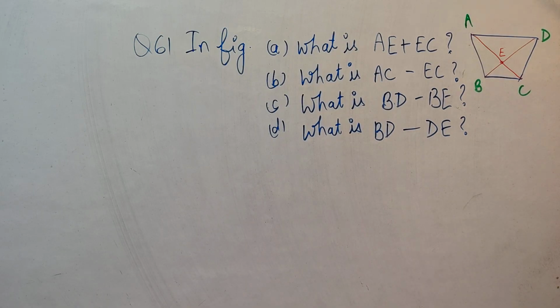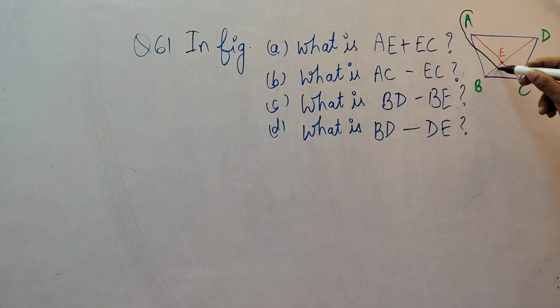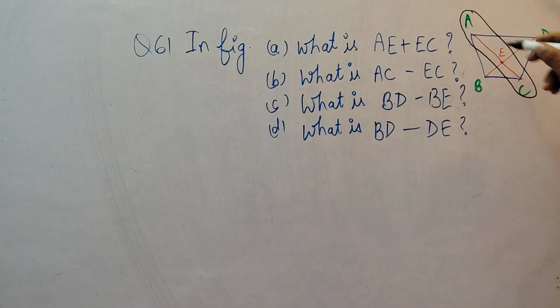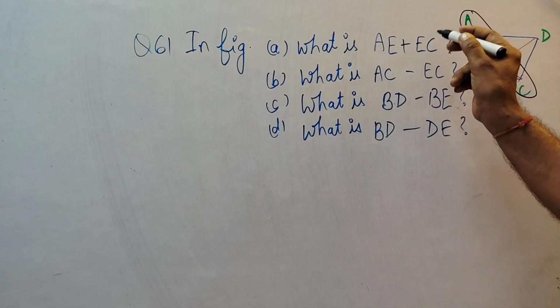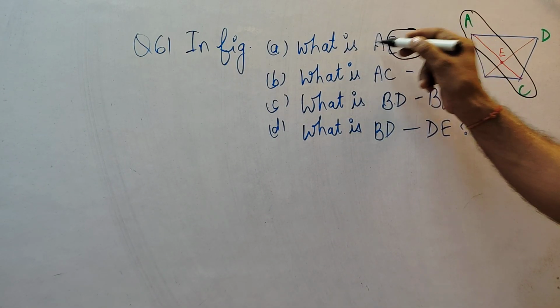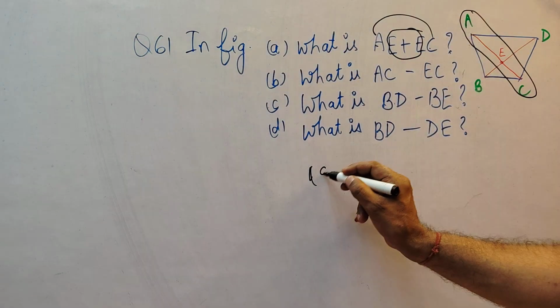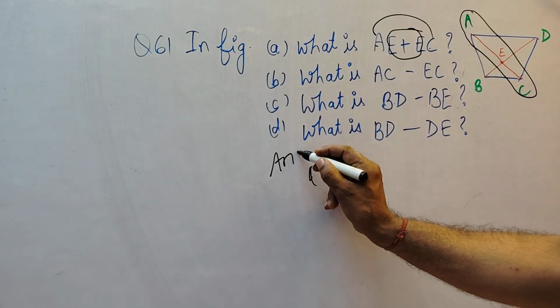So AE plus EC becomes AC, because of the common letter E we can add them. So the first answer is AC.